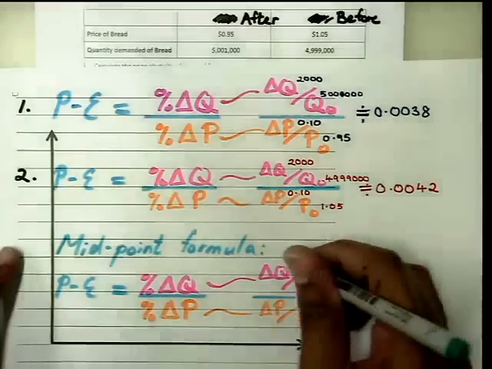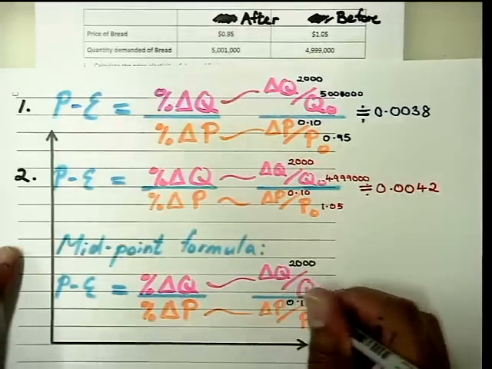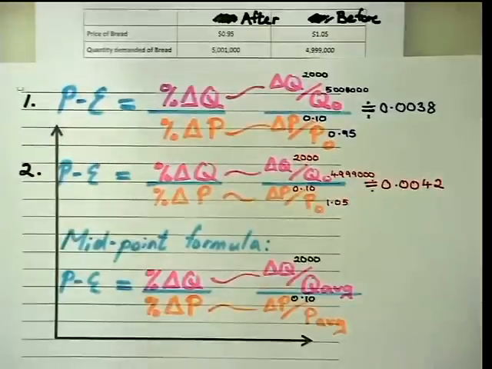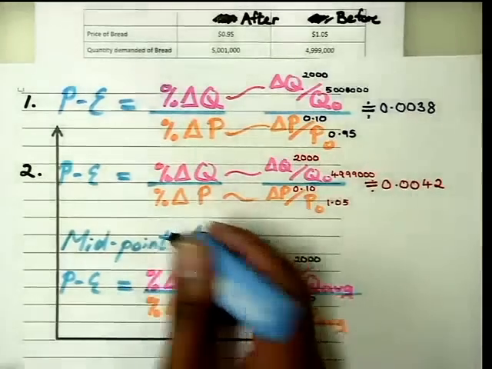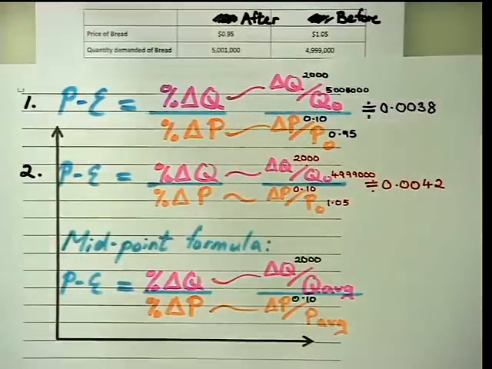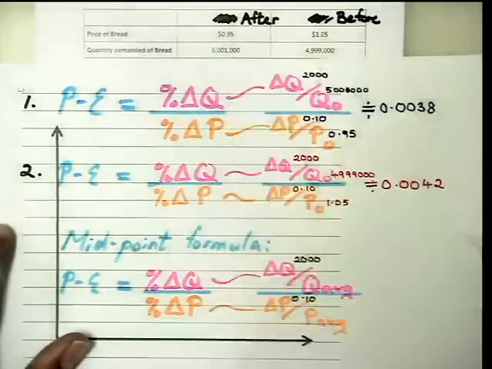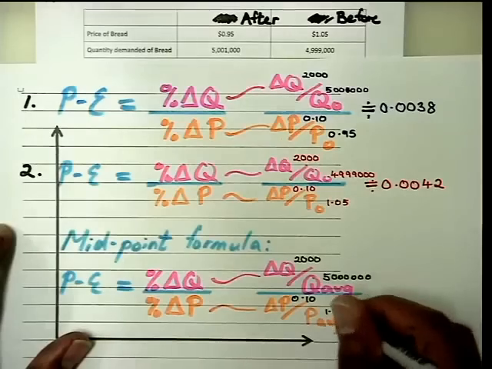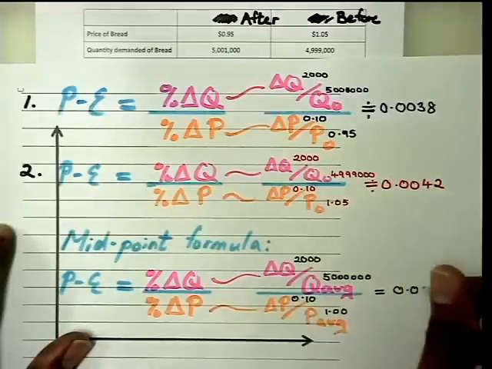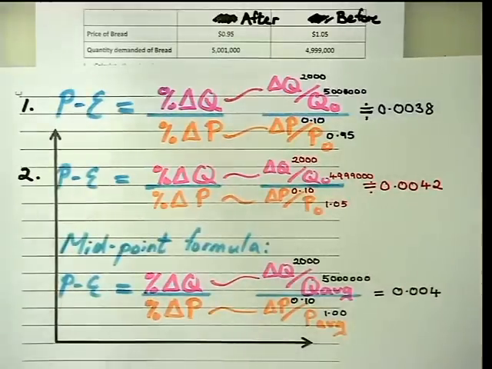So the changes are the same. You'll need to work out the average quantity and the average price first. The average quantity is 5 million, and the average price is exactly $1. You'll get elasticity is exactly 0.004.